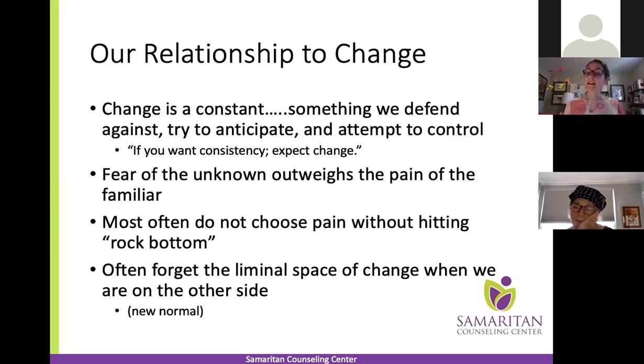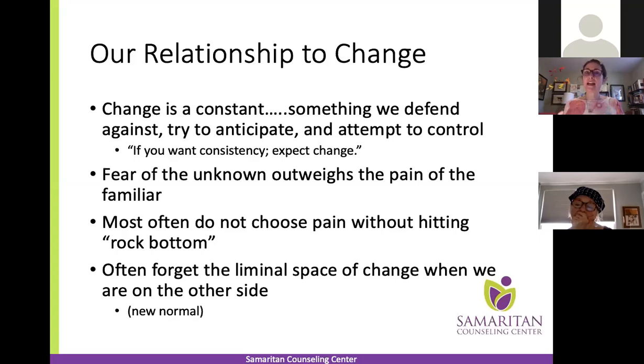Because without things getting so intense, the fear of the unknown, of changing, far exceeds the discomfort with staying with what is familiar until that balance gets tipped. And then we hit the proverbial rock bottom. Oftentimes we get to the other side of the change and we've integrated back into the new normal, and we're now settled back into the sense of things being static again, that we often forget that the process of change is a journey.